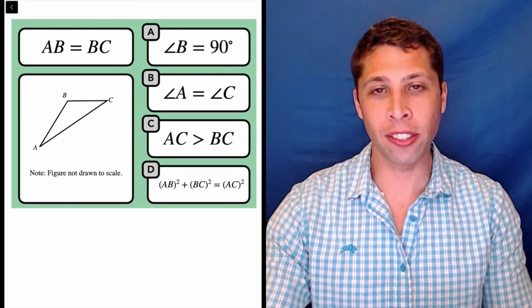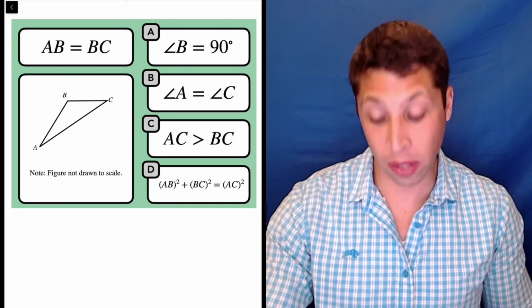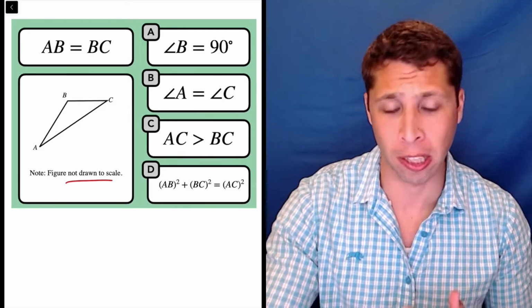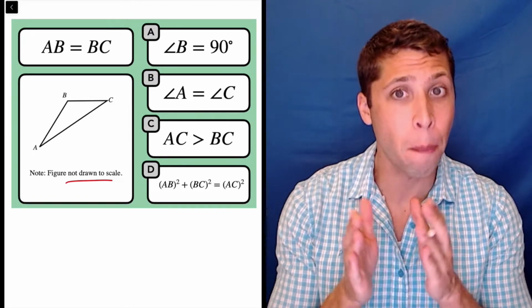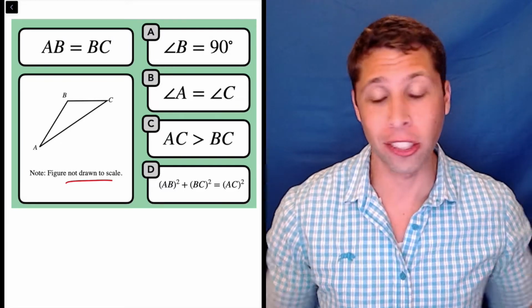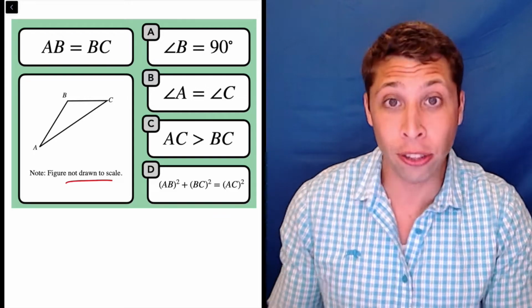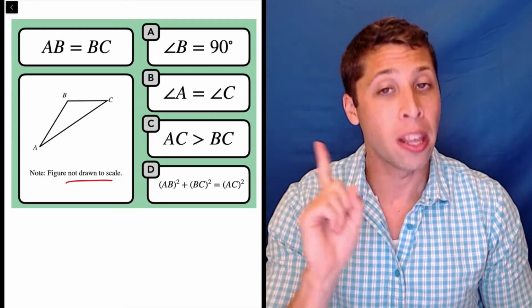This question is a perfect example of what the SAT likes to do when they say that the figure is not drawn to scale. They like to draw a picture that kind of defies your expectations, but we have to follow the information that we're given, not necessarily the picture. If it doesn't say not drawn to scale, it is drawn to scale, and you can trust the picture. It's only when they give this little note that we have to be skeptical.